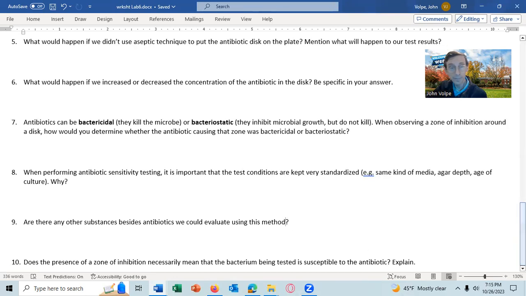All right. 10. Does the presence of a zone of inhibition necessarily mean the bacteria being tested is, I'm going to say, sensitive to that antibiotic? Explain your answer. Okay. All right.